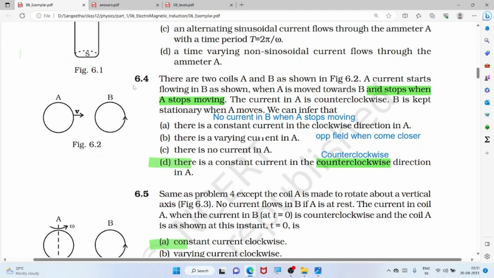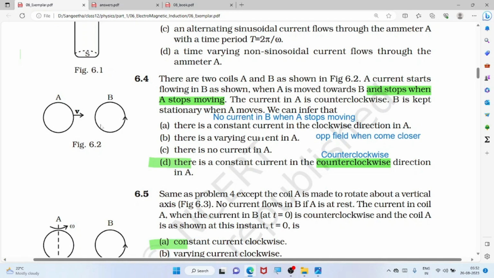There are two coils, A and B. The current starts flowing in B as shown when A moves towards it. That is important: only when A moves does B have a current. There is no current in B when A stops moving. The current in A is counterclockwise and is kept stationary when A moves. We infer that there is a constant current in the counterclockwise direction.